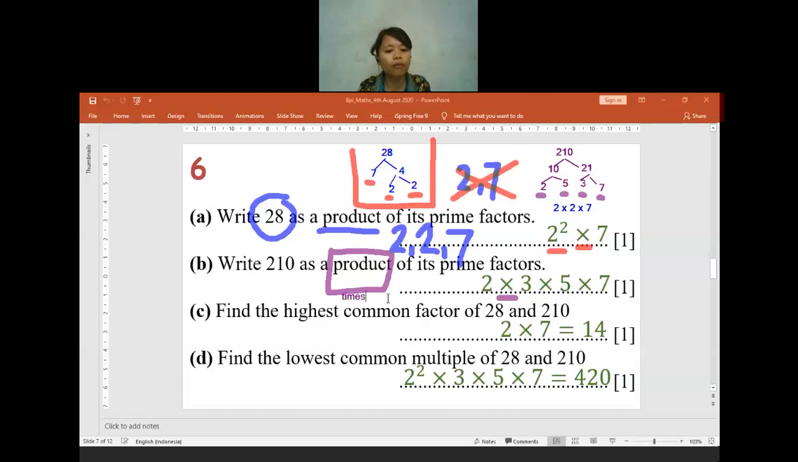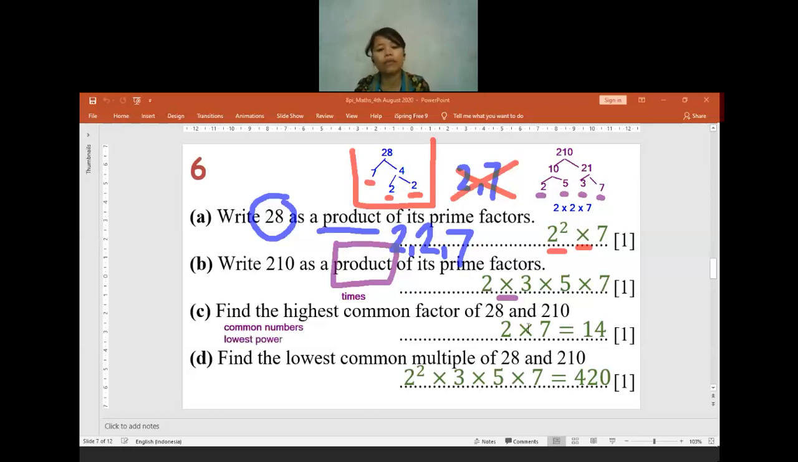Okay, do you have any difficulties at 6b before I move to 6c? Is there anyone who gets confused? No? Okay, if you're not getting confused, I will move to 6c. Find the highest common factor. To find the highest common factor, you have to take the common numbers with the lowest power.